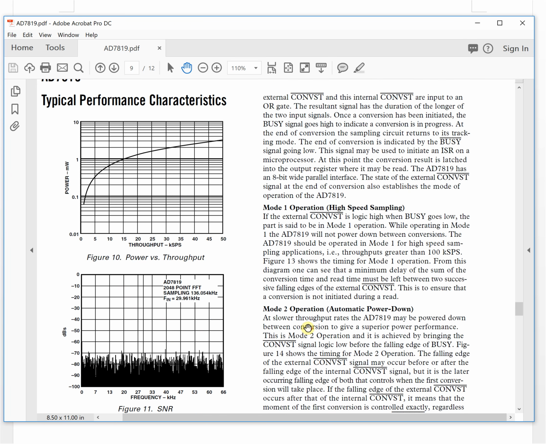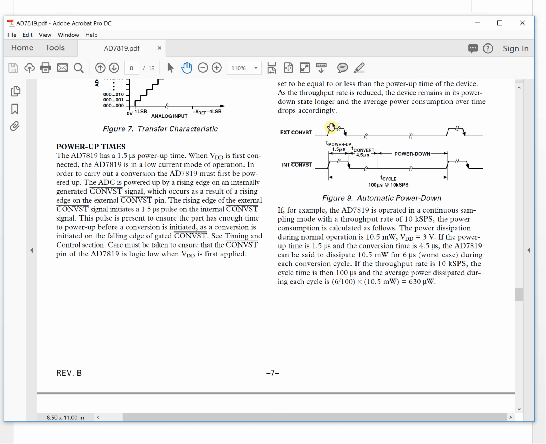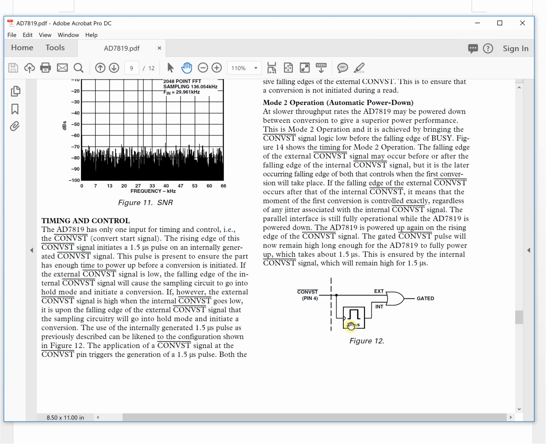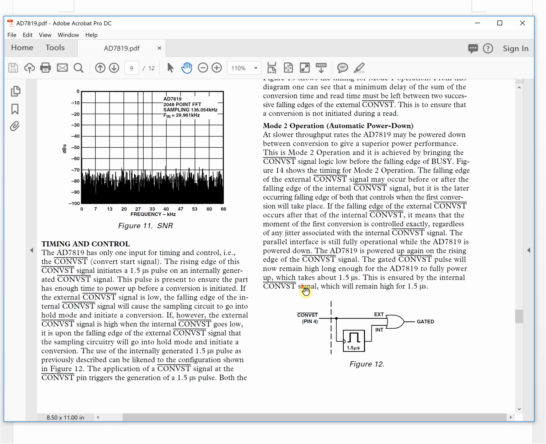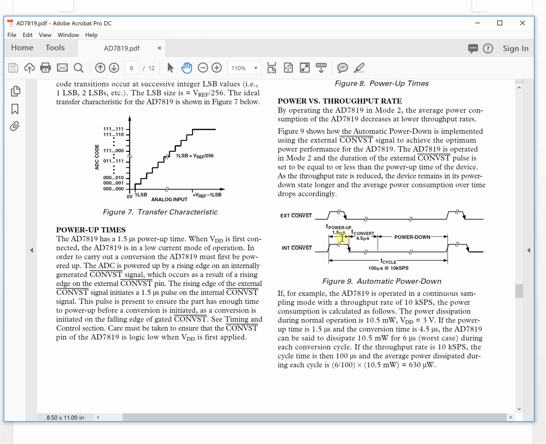It means when we have a rise edge, this edge, it will trigger the internal convert signal also, and the internal signal will keep for 1.5 microsecond, and then it is added to an OR gate. So it's here 1.5 microsecond. This is external. So we'll have two situations. One situation is the external high level keeps less than 1.5 microsecond. Another situation is greater than 1.5 microsecond.